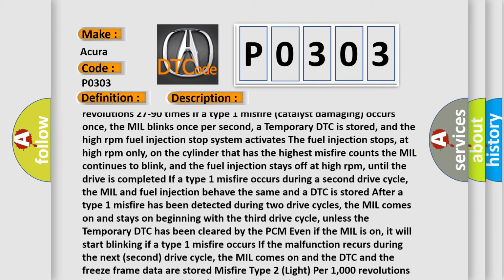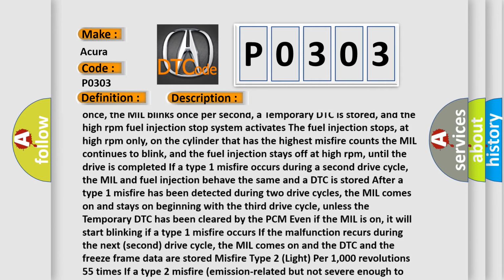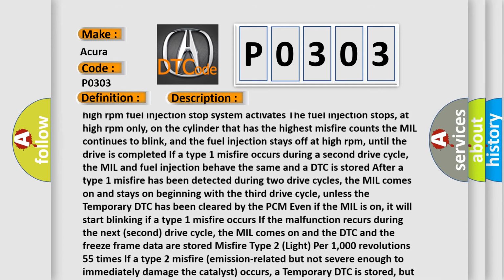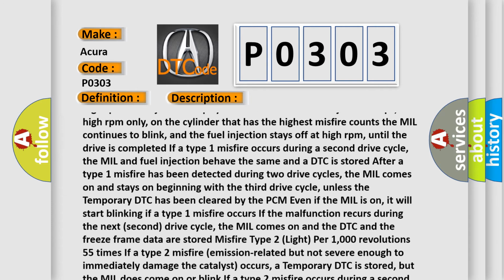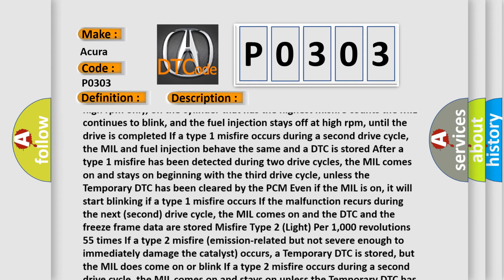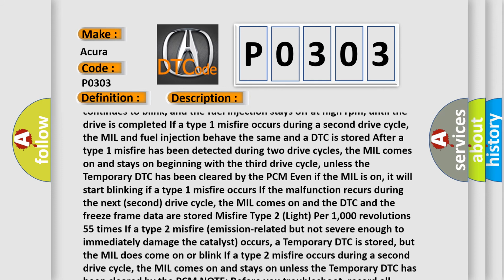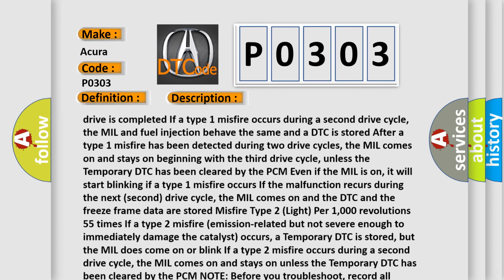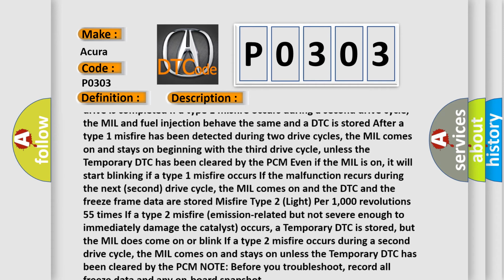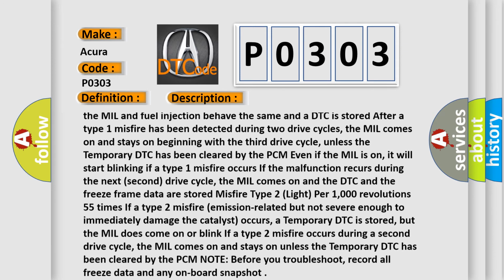If a type 1 misfire occurs during a second drive cycle, the MIL and fuel injection behave the same and a DTC is stored. After a type 1 misfire has been detected during 2 drive cycles, the MIL comes on and stays on beginning with the third drive cycle, unless the temporary DTC has been cleared by the PCM. Even if the MIL is on, it will start blinking if a type 1 misfire occurs. If the malfunction recurs during the next second drive cycle, the MIL comes on and the DTC and the freeze frame data are stored. Misfire type 2, light: per 1000 revolutions, 55 times.